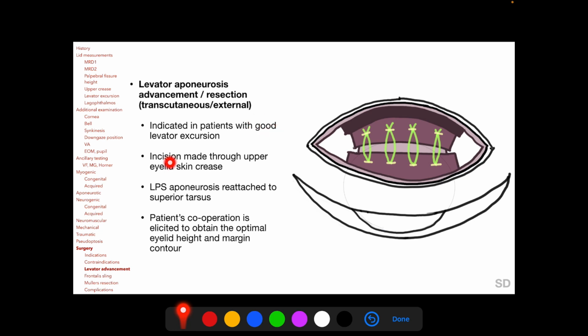The skin incision is made through the upper eyelid skin crease, and the primary purpose of this surgery is to reattach the LPS aponeurosis to the superior tarsus after resection of LPS aponeurosis if required. Patient's cooperation is elicited to obtain the optimal eyelid height and eyelid margin contour.